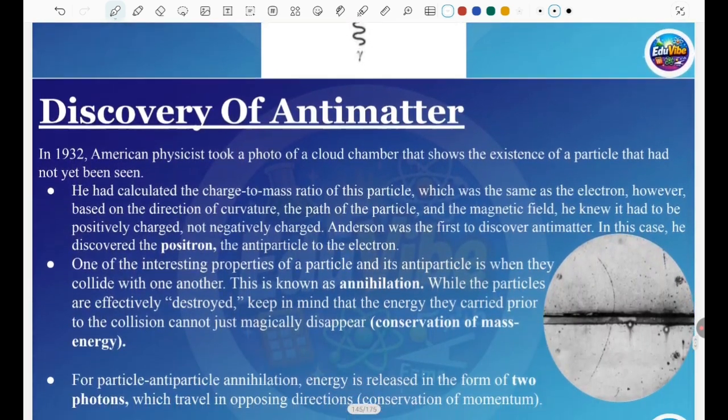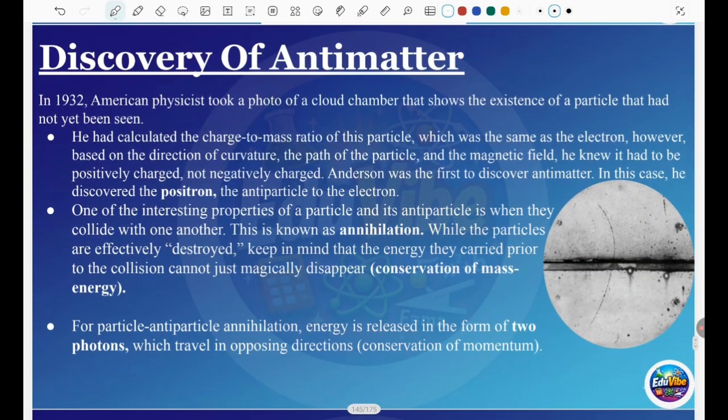So let's start with this. Firstly, the discovery of antimatter. If we have matter, we have antimatter too. From there, we can start dealing with antiparticles. In 1932, an American physicist took a photo in a cloud chamber that shows the existence of a particle that had not yet been seen. This cloud chamber topic we already discussed in the previous lesson. If you haven't seen that, you have to watch that lesson first because this is related to that theory.